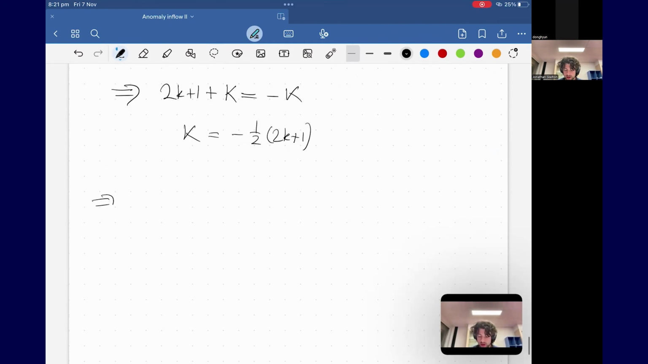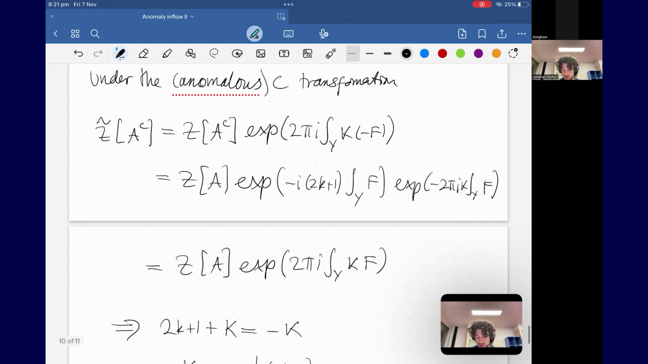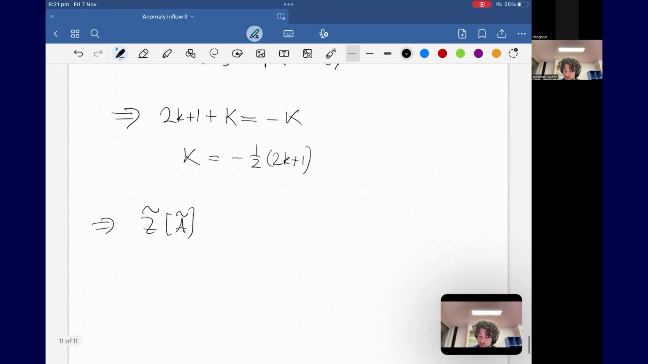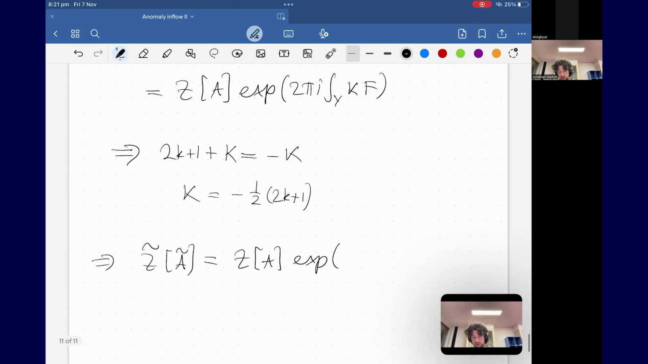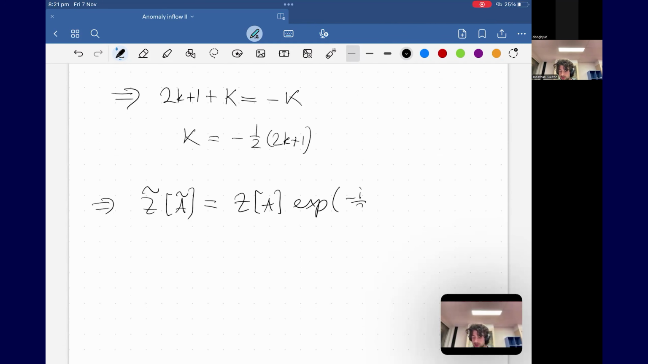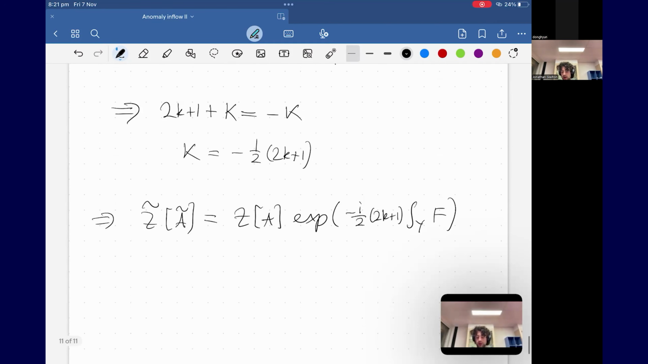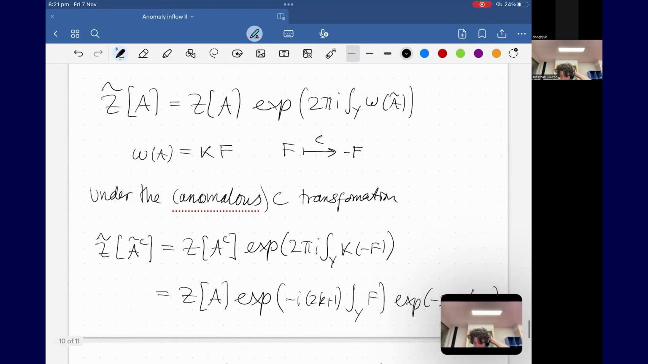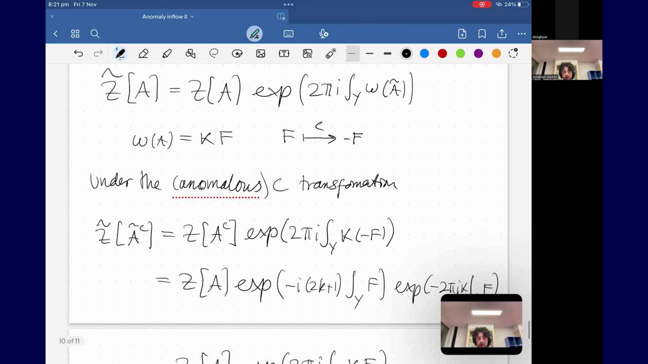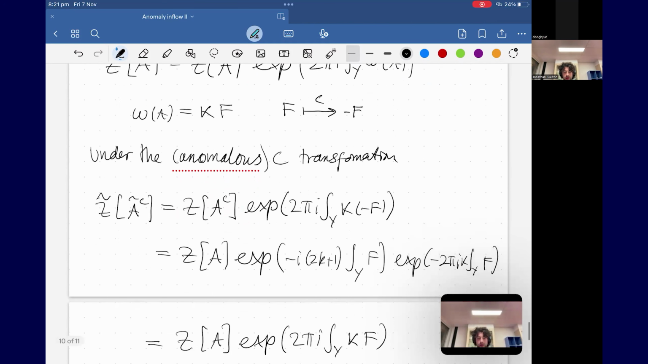So then we have that our total theory will be equal to Z of A times the exponential of minus I on 2k plus 1, and then the integral of the curvature term. Let me just check this makes sense. Yeah, I'm just going to leave it with this for now, but are there any further questions?